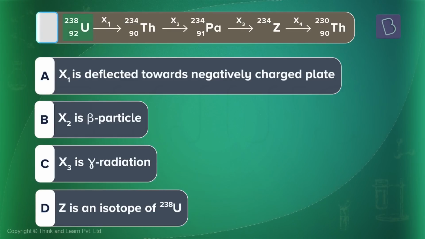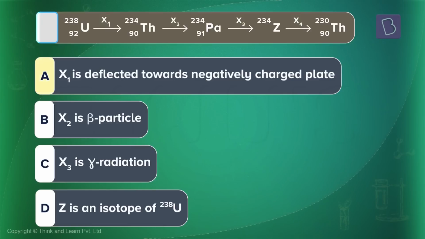You start with uranium in this question and you get to thorium. This is a decay series. There are many different things in the middle. Now you have X1, X2, X3 and X4, which are either particles or radiation that are given off in each step of this series. We need to identify what these particles are primarily.